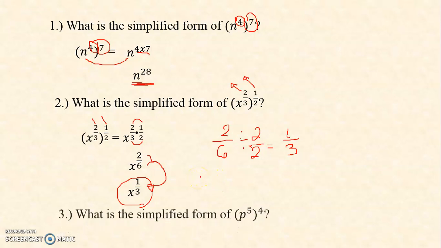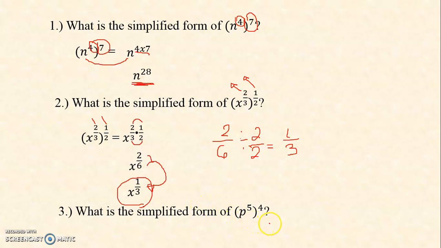Okay? The next one we have here. What is the simplified form of (p^5)^4? The base here is p. Our exponent is 5 and it is being raised to another power, which is 4. So again, what are you going to do? You're just going to multiply the exponents. 5 times 4 is equal to 20. Therefore, the final answer is p raised to 20. Can you follow?